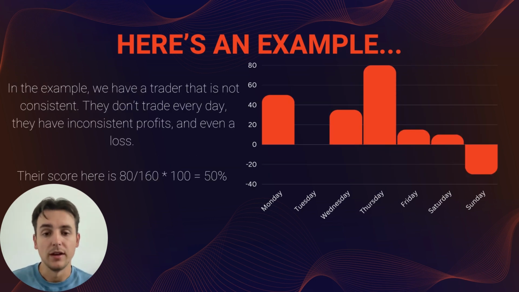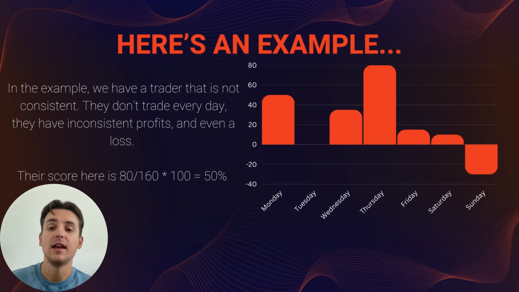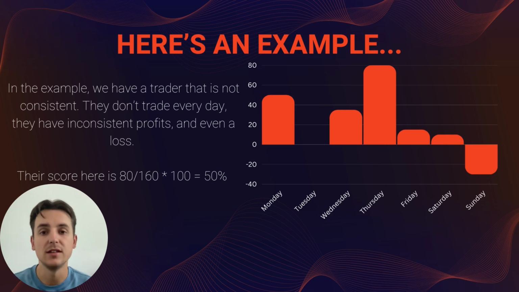In this example, on the other hand, we see a trader who is far less consistent. We have a day where they haven't traded. We have days where their profits are far lower, days where they make losses. And as you can see, on Thursday, they have a very profitable day, but they're not very consistent. So our score calculation would come to 80 over 160 times 100, which would come to 50%. This means that they have generated half of all their profits on a single day, which means that on those other days they haven't been consistent. And this is something we try not to encourage. We want you to be as consistent as possible.